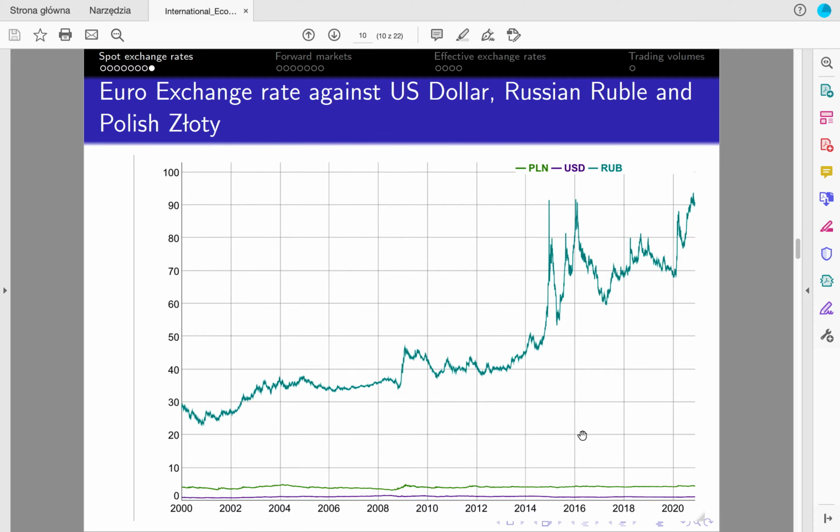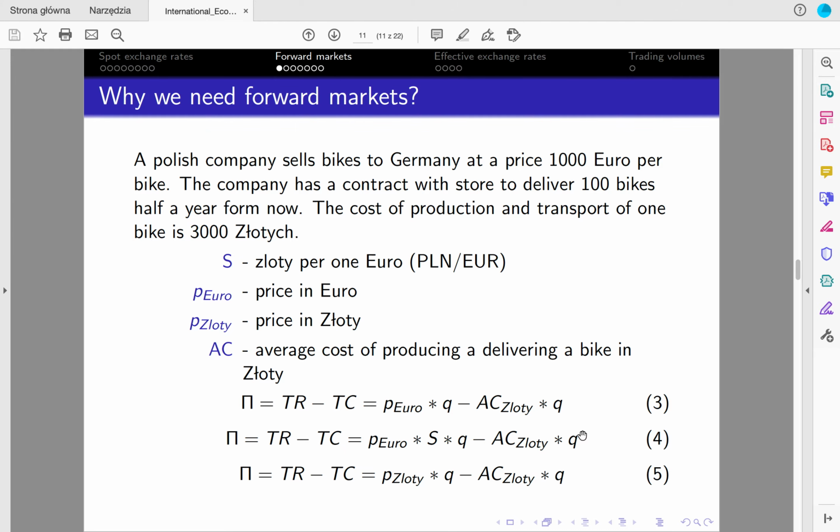Okay, so look, what we have learned now is that we have the spot exchange rate. So this is a price we can get for one currency at the present moment in time. But look, this is not the only possibility at our disposal, because we also have forward markets. And let me first illustrate to you why we even need forward markets. Let me illustrate this with an example.